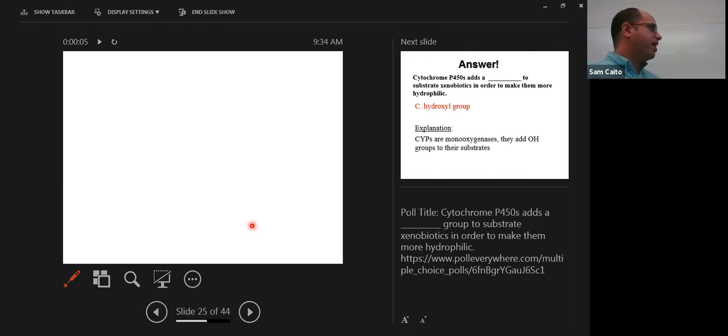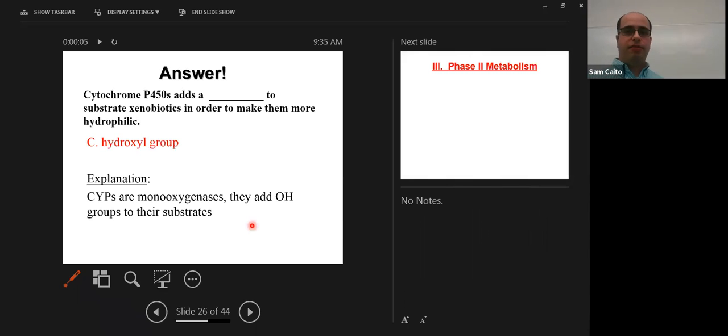All right, we have a majority of the class saying hydroxyl group, and that is correct. Remember, these are monooxygenases, so they're going to be adding an OH group onto their substrate.